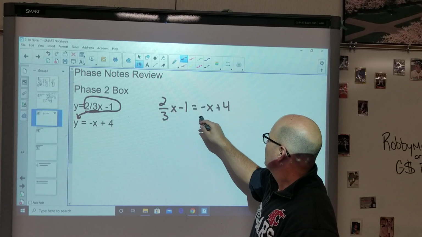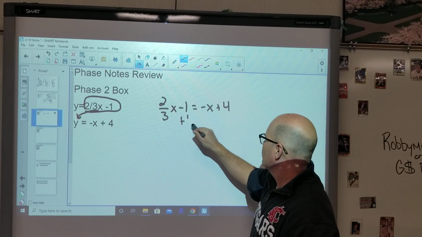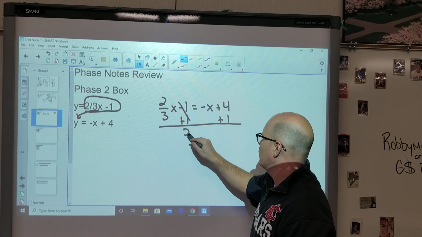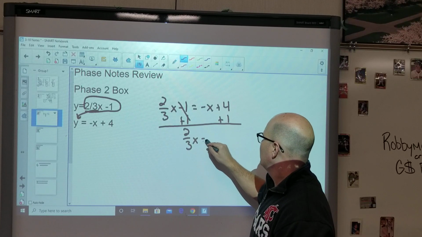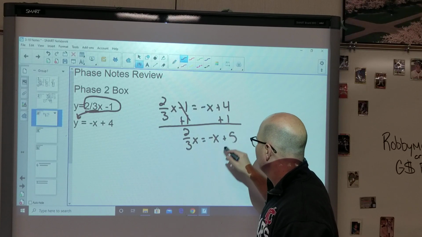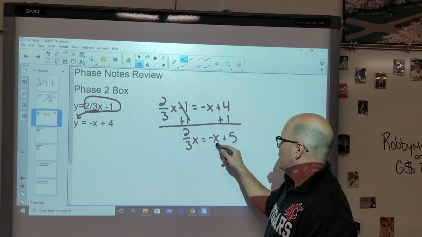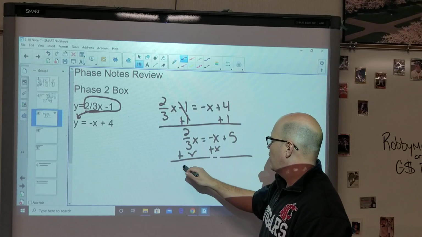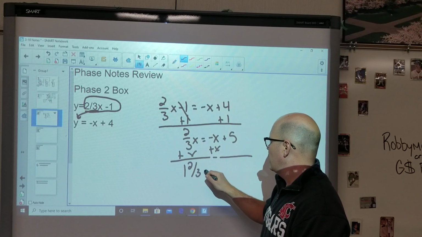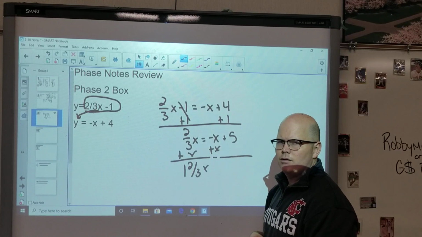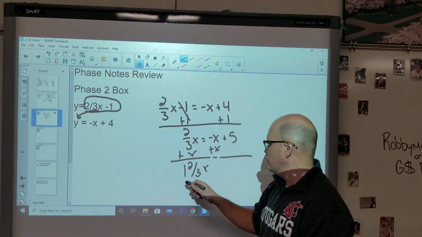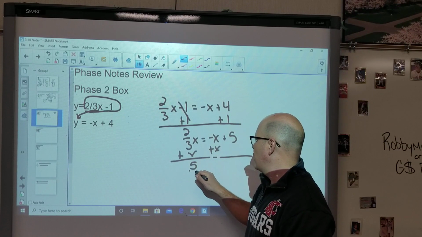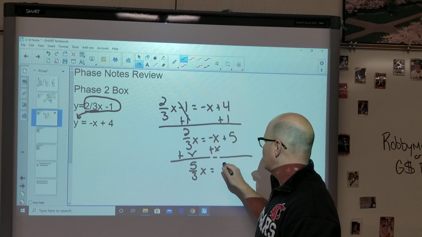So we're going to move all our numbers to one side and all our x's to the other. So I do that by adding the opposite. So I'm left with 2/3 x here equals negative x plus 5. Okay, I'm going to move this x over here by adding its opposite. Okay, so now I have 1 2/3 x. In fact, I'm going to put it into mixed fraction form. So to do that, I'm going to go 1 times 3 plus 2. So I'm going to call this 5/3 x is equal to 5.